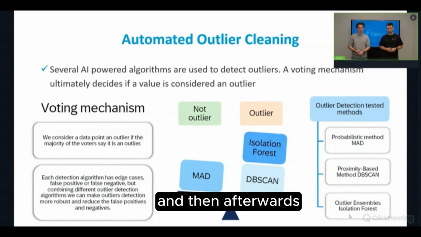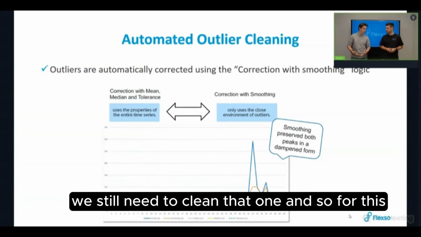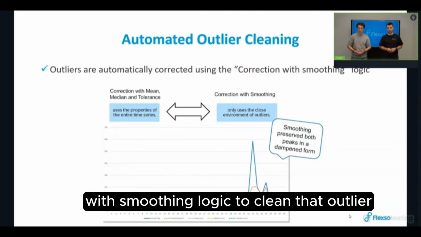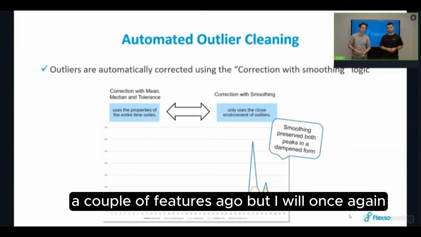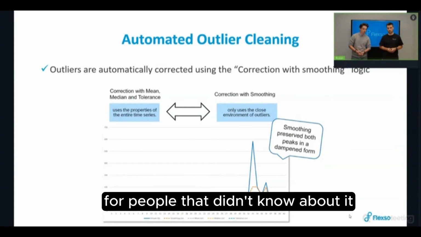And then afterwards, after we consider a certain value as an outlier, we will still need to clean that one. So for this, the automated outlier cleaning mechanism will use the correction with smoothing logic to clean that outlier. This logic was already introduced a couple of features ago, but I will once again briefly explain it for people that didn't yet know about it.